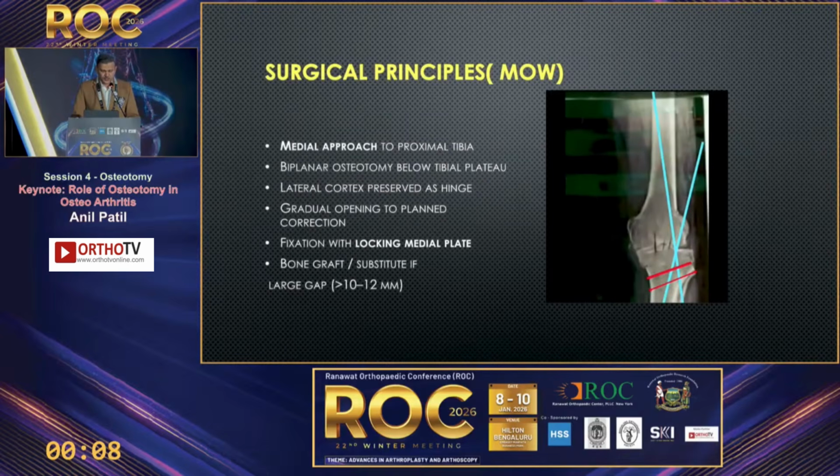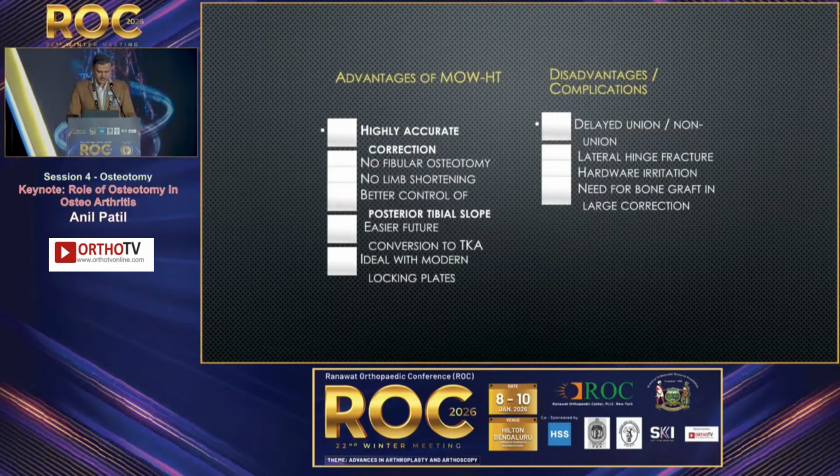These are very important. And then the procedure: you have a medial approach, a biplanar osteotomy which is done, and then the tibial fixation here is done with a locking medial plate, and the bone graft or substitute is only required when you have a correction of more than 10 to 12 mm. There's a small video, I think I'll skip that. The advantages are it's highly accurate, no fibular osteotomy required, no limb shortening, you have better control over the posterior tibial slope, and conversion to TKR at a later stage is ideal compared to the lateral closing wedge.